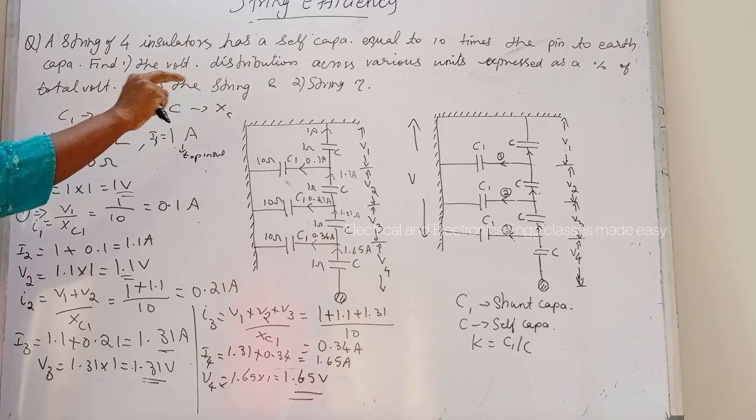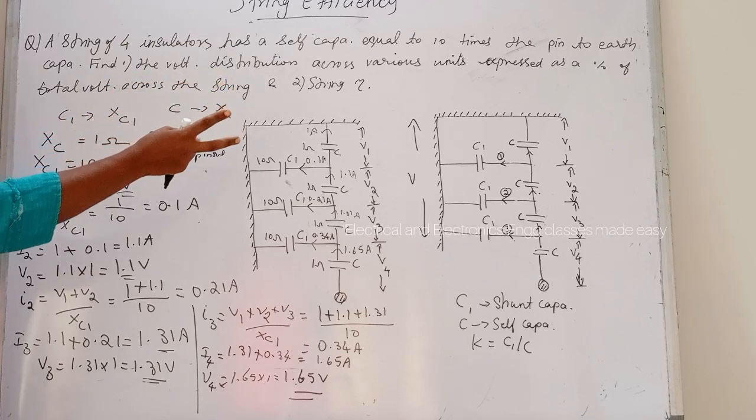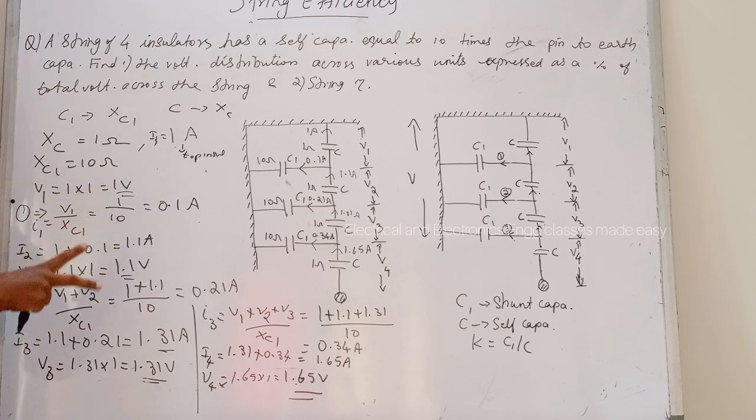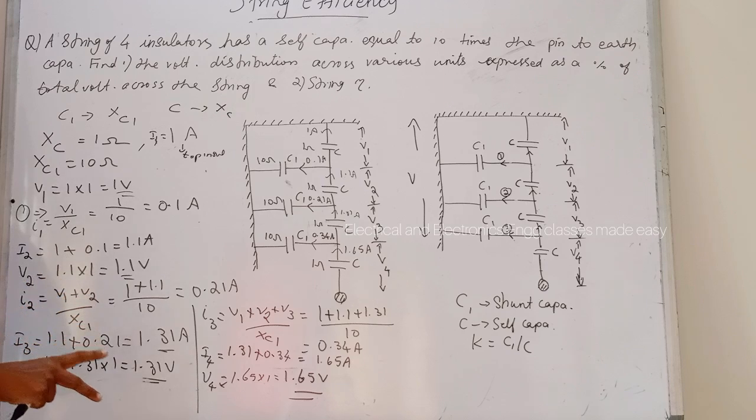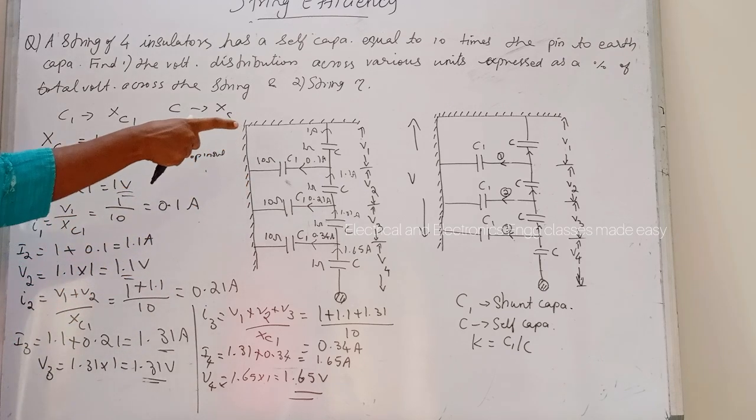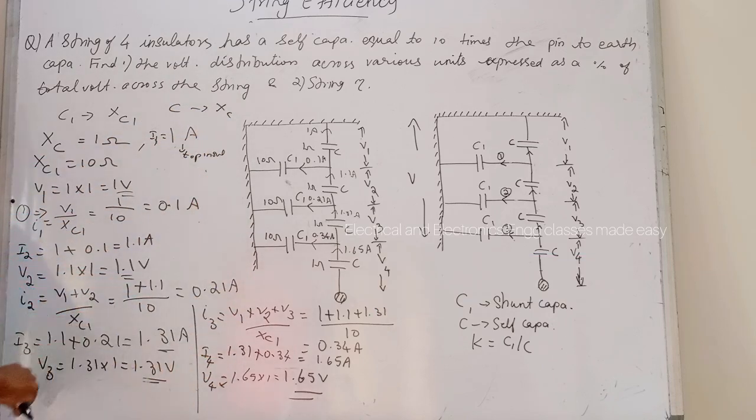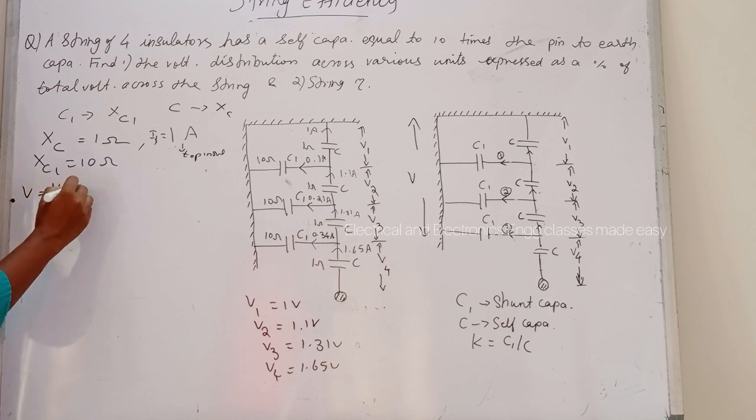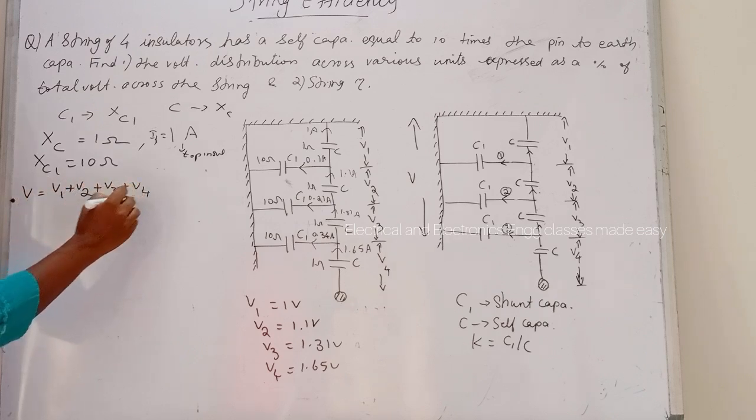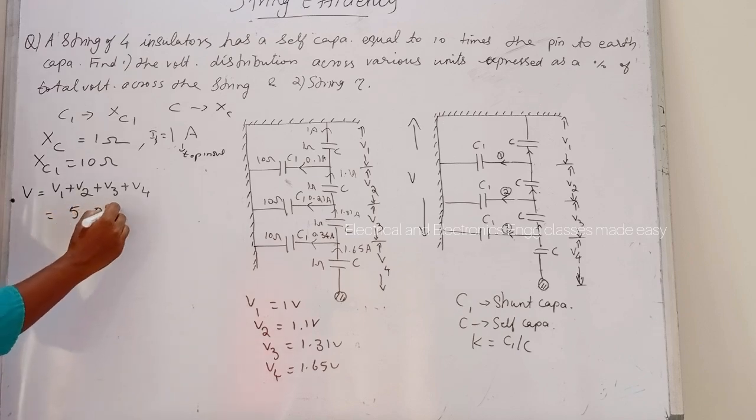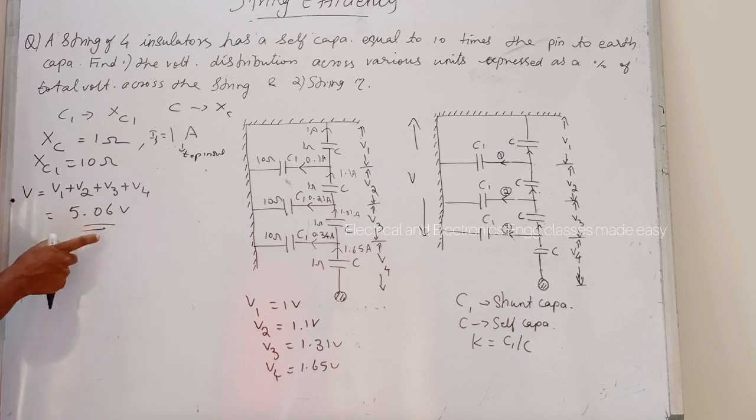And the question is, find the voltage distribution across various units expressed as percentage of total voltage across the string. So to find the percentage of total voltage across each unit, we have to find the value of total voltage. So what will be the total voltage? Total voltage V will be equal to the sum of these four voltages, that is V1 plus V2 plus V3 plus V4, and all the values we got. So the sum of these four voltages is 5.06 volts. So V is 5.06 volt.